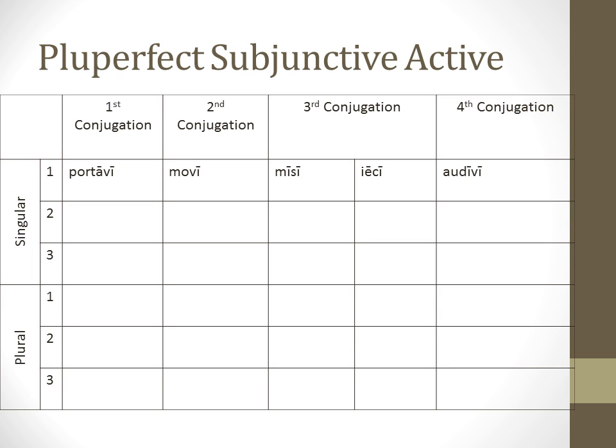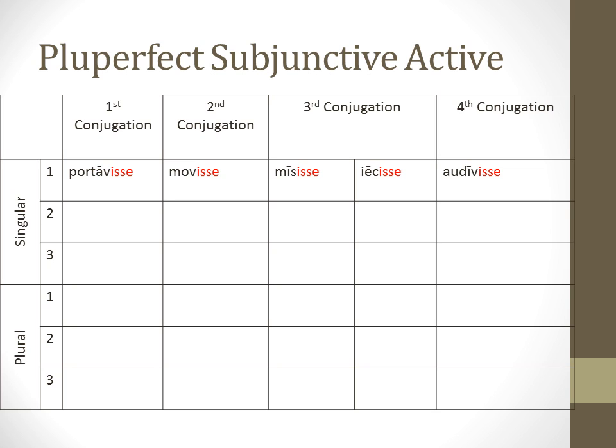So, let's take our 4 verbs and let's just get our third principal parts up there. Portavi, movi, misi, yeki, and audivi. We start with those, and we need to make a perfect active infinitive. So we're going to drop off those final i's to give us a perfect stem, and then we add isse. So here, these forms now are perfect active infinitives.